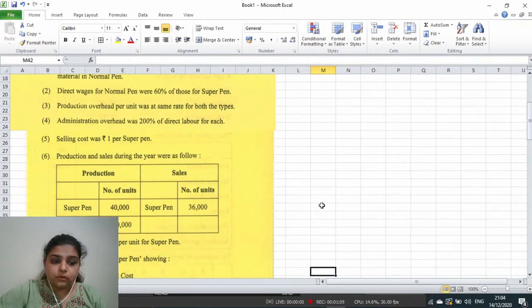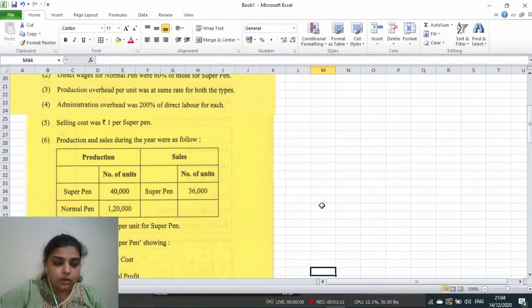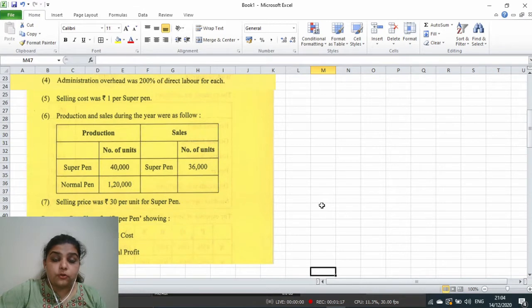Production of super pen and sale of super pen is given. For normal pen only production is given. Selling price was rupees 30 per unit for super pen. Prepare the cost sheet for super pen. Now we have to prepare only the cost sheet of super pen, that is why they did not give us the sales for normal pen. Showing cost per unit and total cost, profit per unit and total profit.